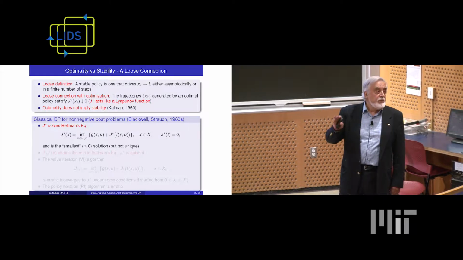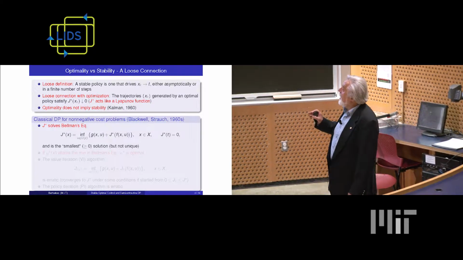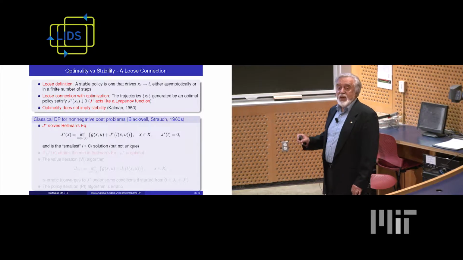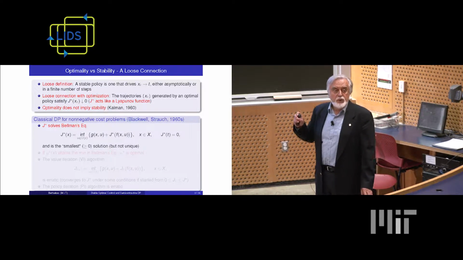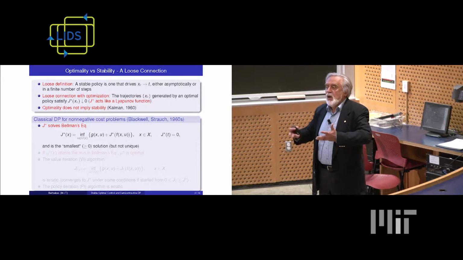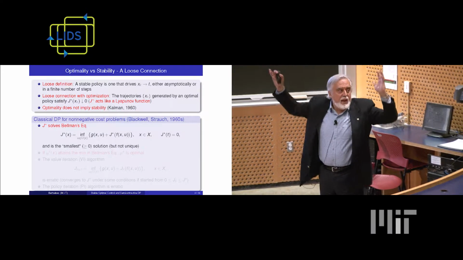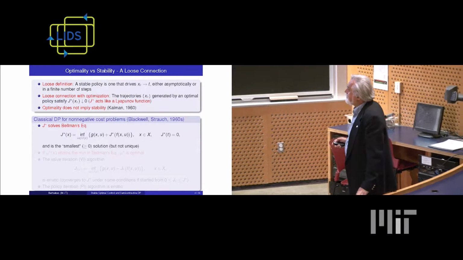However, this equation need not have a unique solution. It can have many solutions, an infinite number perhaps. J star, however, is the smallest non-negative solution. This is part of the theory. In other words, we have this J star. Every other solution of Bellman's equation lies uniformly above that. That's what this says.